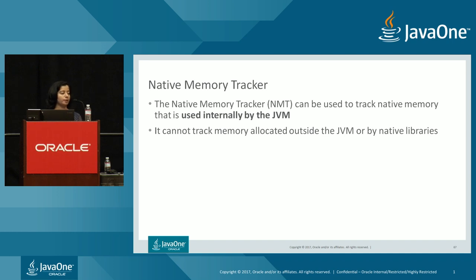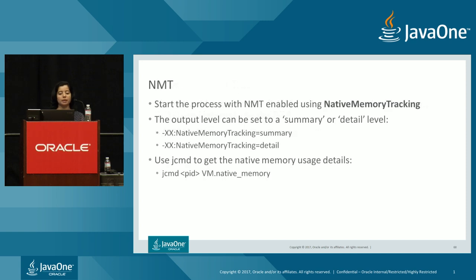We can use the Native Memory Tracker tool, as I said, to track native memory allocations done by the JVM. It cannot track memory allocated outside the JVM or by native libraries. To use NMT, we can use the option native memory tracking. We need to launch our applications with this option on. This option can be used at two levels, summary and detail, depending upon the verbosity level of information we would like to see. Then we can use the jcmd command to connect to the process and extract native memory usage information using the VM.native_memory command.